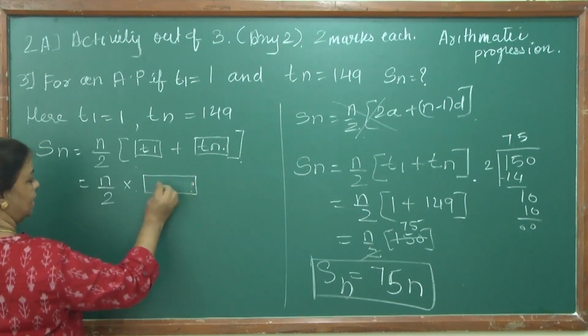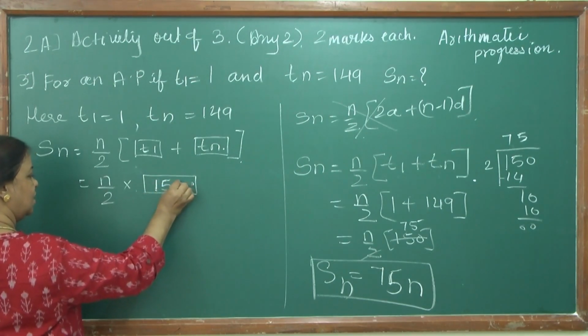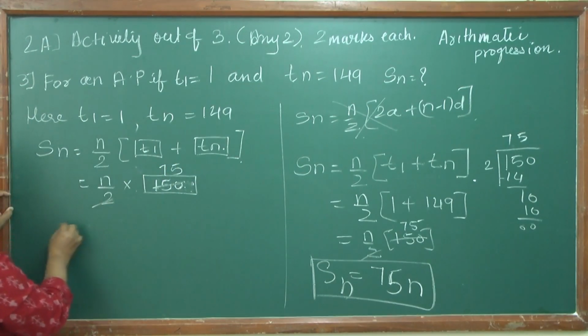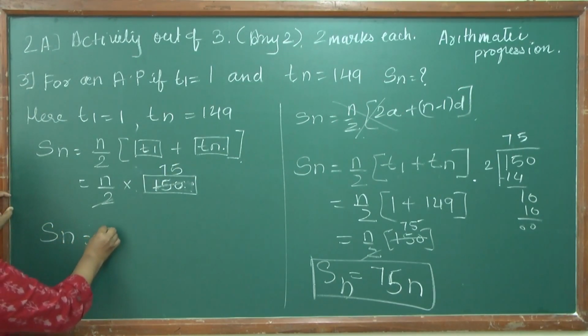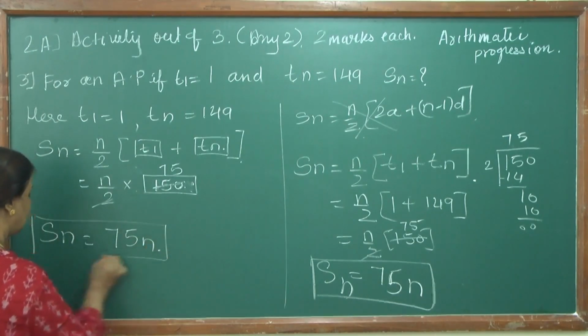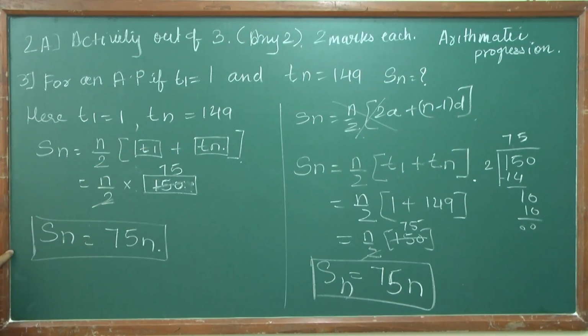Let me write directly: 150. When you divide it, it will be 75. So your Sn is equal to 75n, and that is what they were asking you to find out. Find Sn. You can pause the video and solve the sum, children.